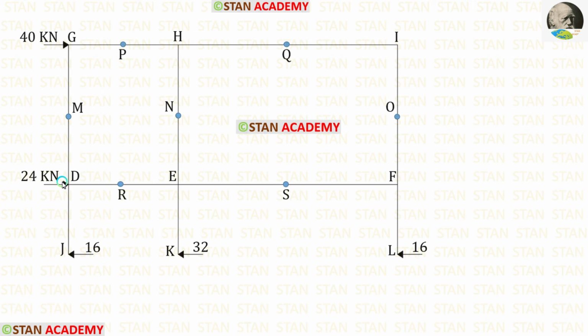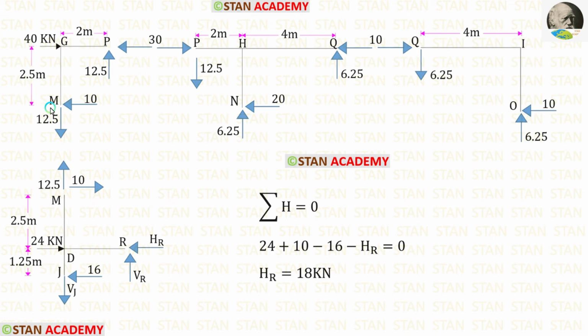Now let us take the joint D. In this joint there are three members DR, DM and DJ. In the analysis of top story, above the point M, we have calculated the forces. Below the point, they will be acting in the opposite directions. In the point J, we have calculated the horizontal force. Only we have to find the vertical force. In the point R, we have to find the horizontal and vertical forces.